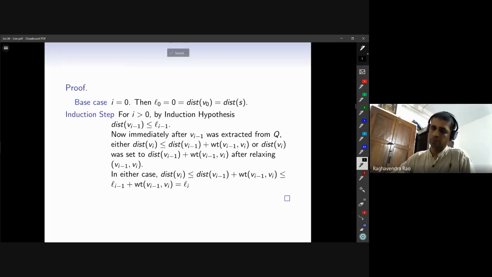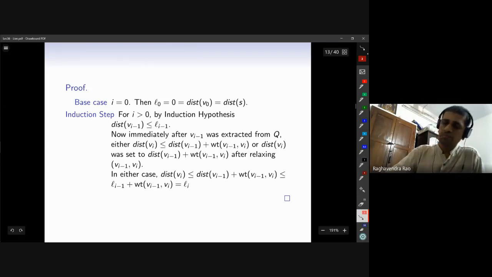So for any i greater than 0, what we have is, by induction hypothesis, distance of Vi minus 1 is at most Li minus 1. Remember that Li minus 1 is the length of rho i minus 1, that is the path from V0 to Vi minus 1, or as we call it, the prefix of the path. We just look at the path as a sequence, then prefix is well defined.